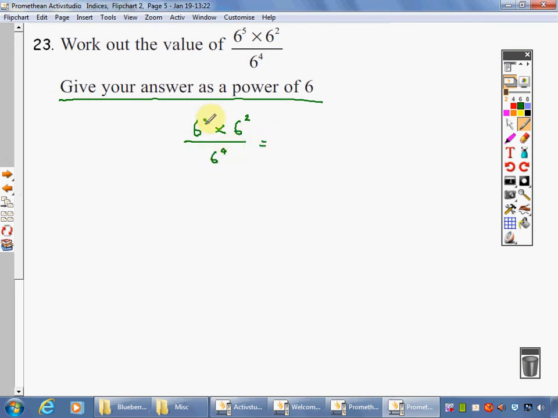Well, 6 to the 5 times 6 to the 2, it's timesing, so I'm adding those indices together, so it's 6 to the 7, divided by 6 to the 4. Now I've got a division question, so it's a subtraction, so it's going to be 7 take away 4. That's equal to 6 to the 7 subtract the 4, which equals 6 to the 3. Now I could do 6 times 6 times 6 and work out what that is, but it's actually asked me to leave it as a power of 6. So my answer is simply 6 to the 3.